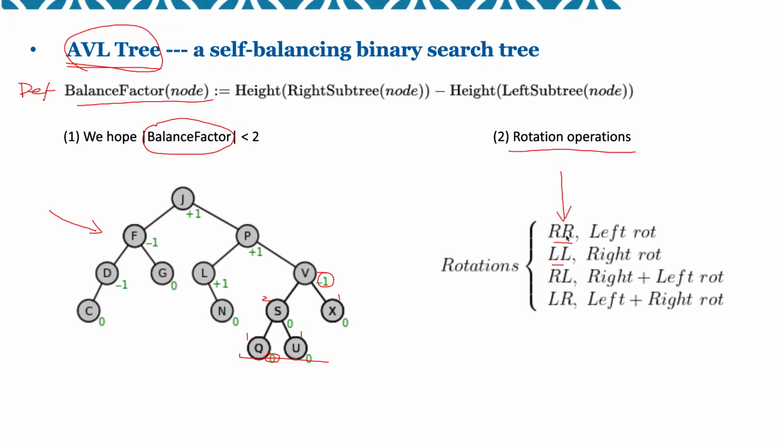It's a little bit counterintuitive in the first two cases. In the right situation, you should perform a left rotation, but in the left situation, you perform a right rotation. But the latter two cases are very intuitive. For RL, you perform a right rotation first and then a left rotation, which means it's a combination of two rotation operations.